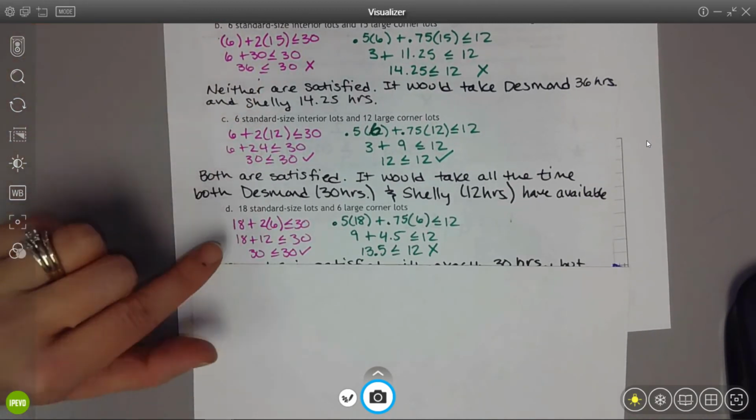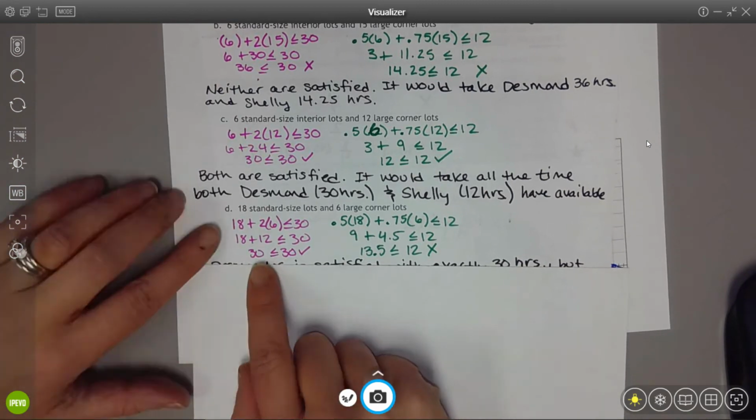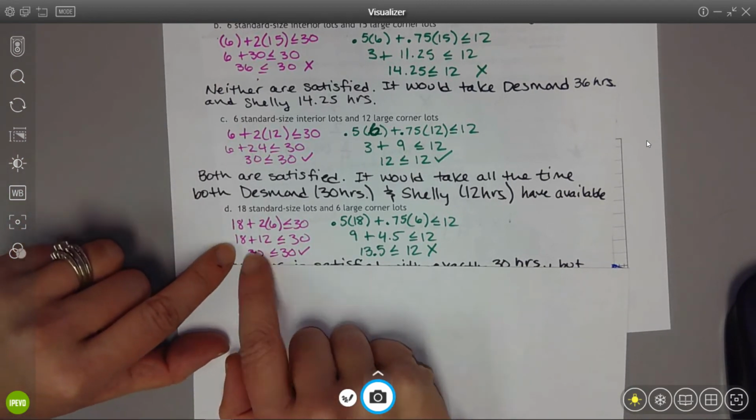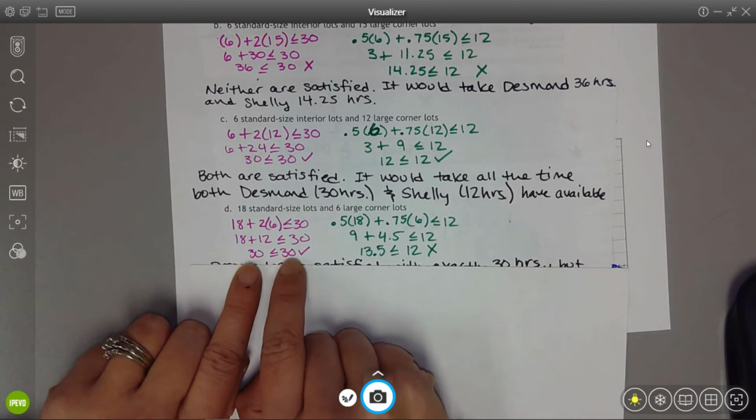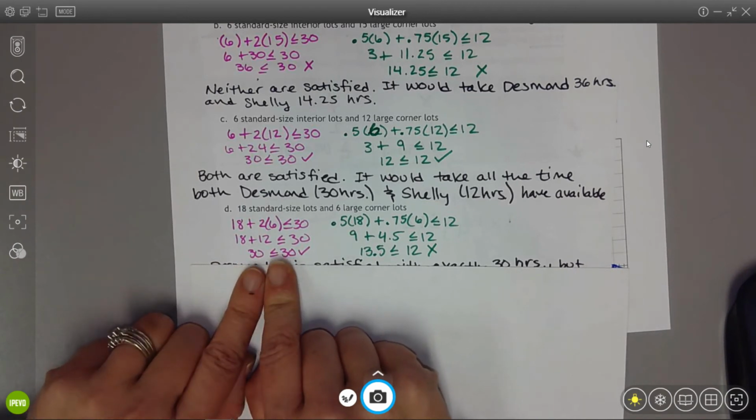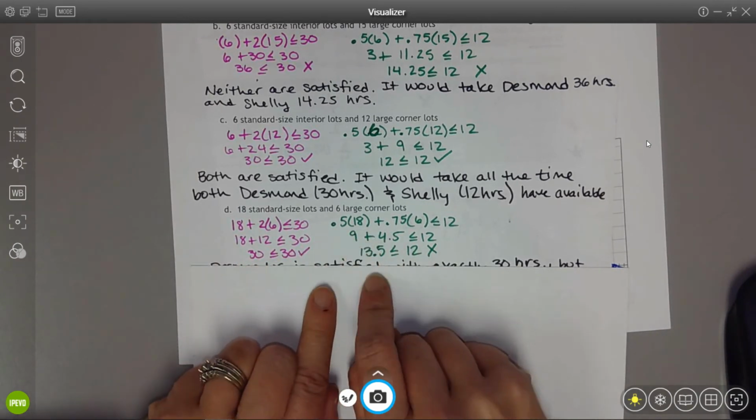And then the last one, 18 standard and 6 corner. If we did 18 standard and 6 corner, I get that 30 is less than or equal to 30, which is true. So Desmond's okay here. But if I plug this into Shelly, it would take her 13 and a half hours.